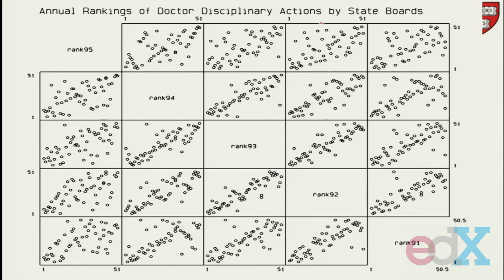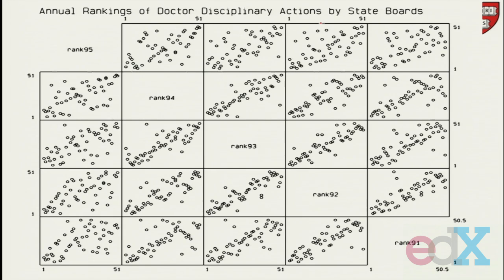And it looks like, it's very strange, but it looks like from one year to the next, how the medical board acts is highly correlated. So I don't know. Why should that be? Is it because some states have all the bad doctors, or some states have all the bad medical boards? I don't know. But this is repeated. So here is what we call a matrix plot.